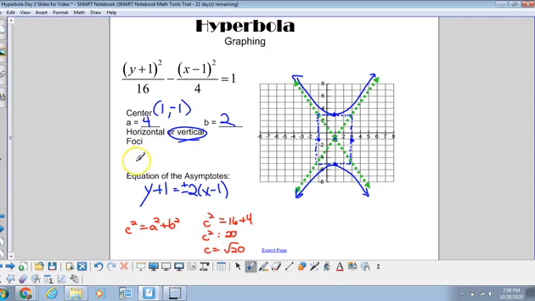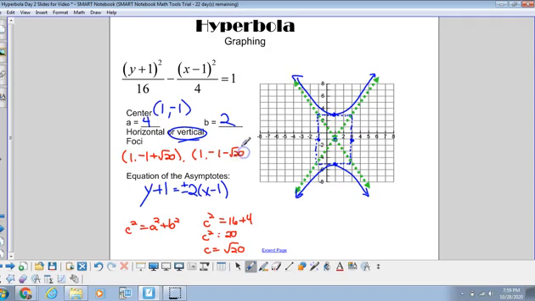So our foci will be at (h, k plus c) and (h, k minus c), which means right here from the center point, which is at (1, negative 1), we'll have 1, and then negative 1, and we'll go up square root of 20 units. And our other focus point is (1, negative 1 minus the square root of 20).